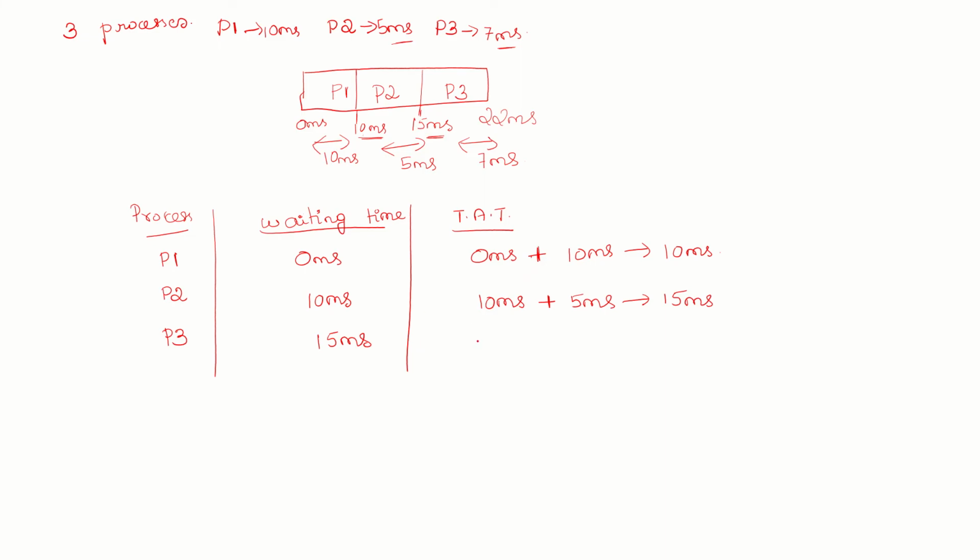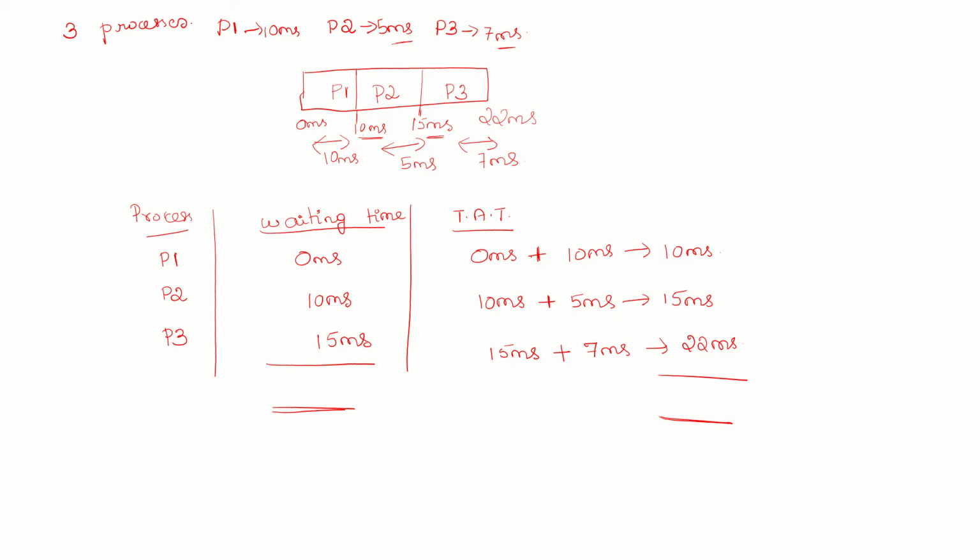Time spent in the ready queue by P3 and the execution time of P3. So I can write it as the time spent by P3 in the ready queue is 15 milliseconds plus the execution time of P3, which is given as 7 milliseconds. So 15 plus 7 comes to 22 milliseconds. Now you have got the waiting time for all three processes as well as the turnaround time.